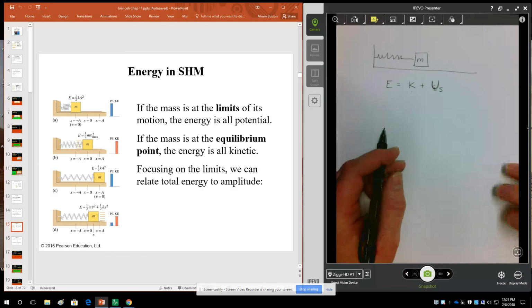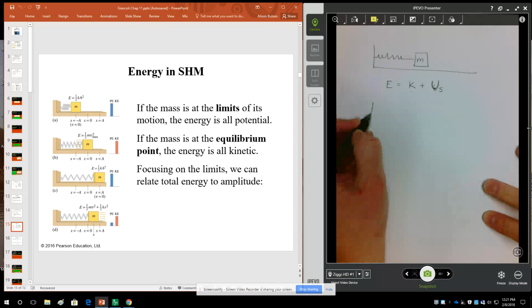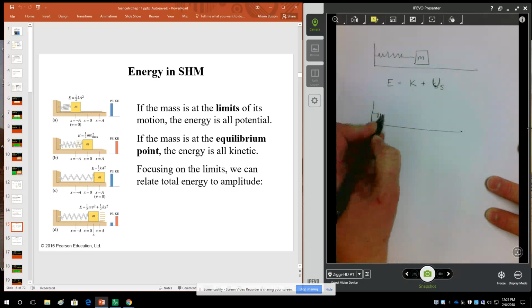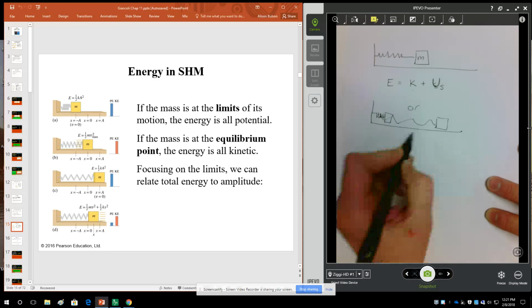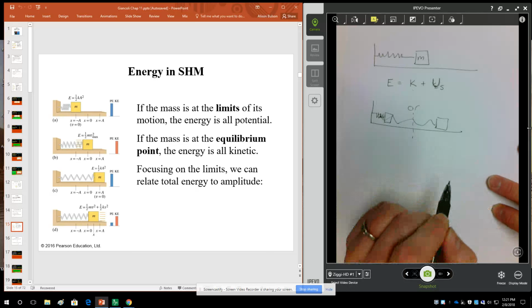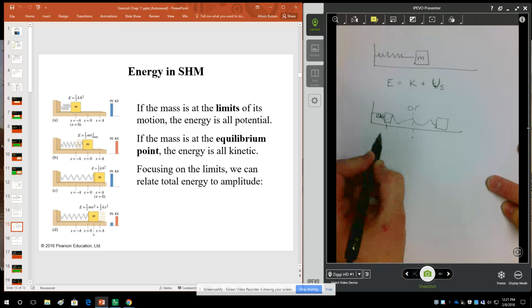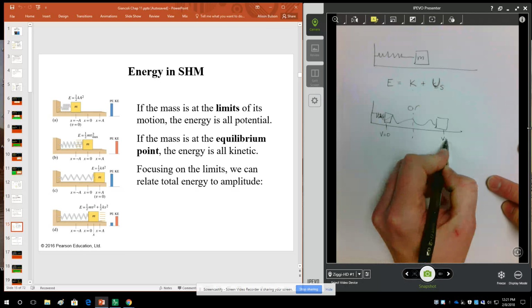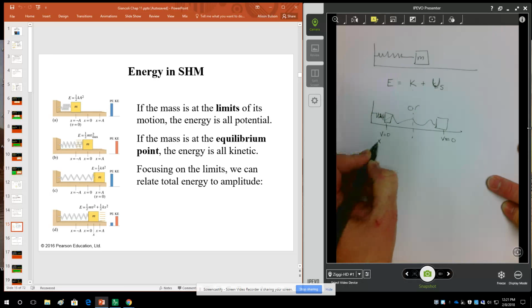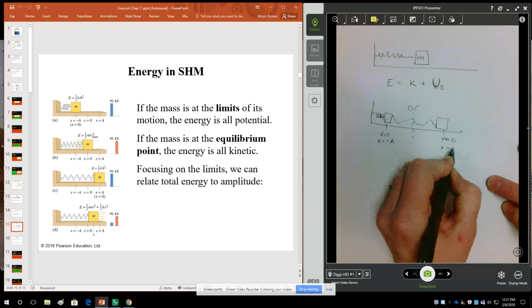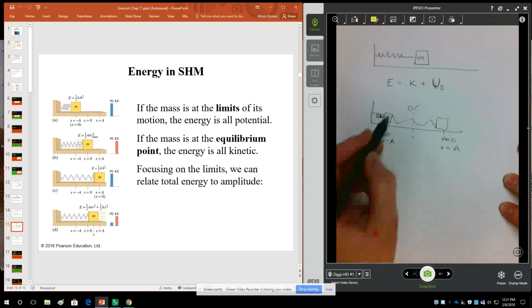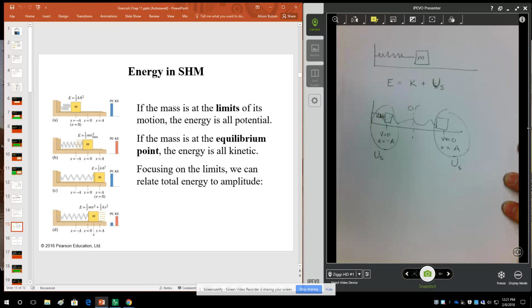So if the mass is at one of the limits of motion, at the place where the spring is maximally compressed, or at the place where the spring is maximally stretched, and here's equilibrium, then the mass is momentarily at rest. V equals 0. But the spring is at compression or expansion of amplitude A. So all of the energy held at these points is spring potential, because the spring is as stretched or compressed as it ever gets, and the mass is momentarily not moving, so there's no kinetic energy.